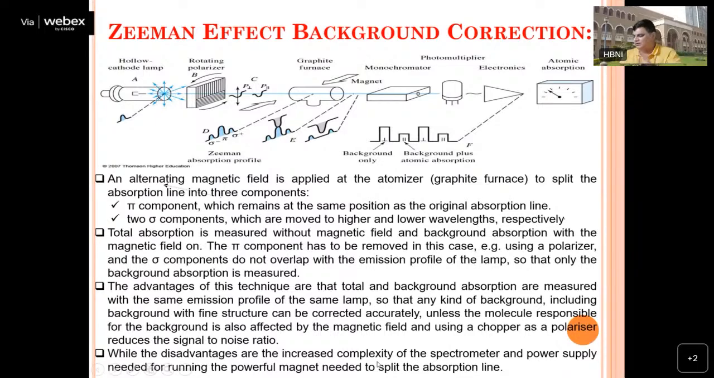See, one more thing I will tell you. These are all for your understanding only. Actually, when the instrument is supplied to you, the software has all these procedures built in. Whether you want to do the continuous background correction by using the deuterium lamp, or you want to apply the alternating magnetic field for carrying out the Zeeman corrections.